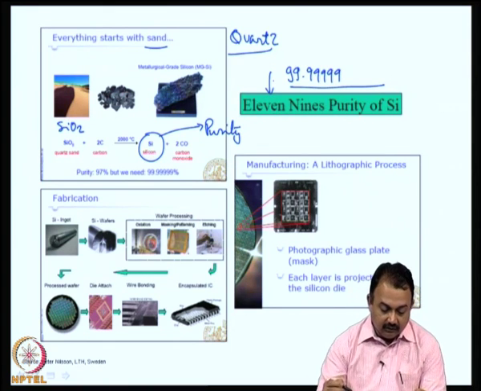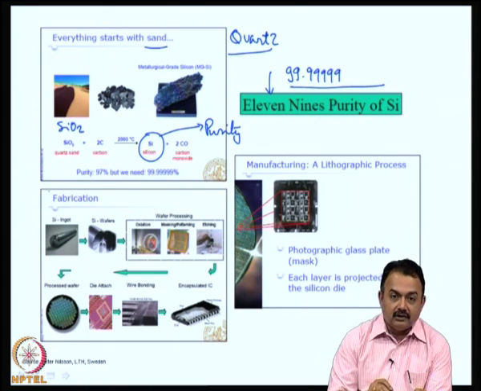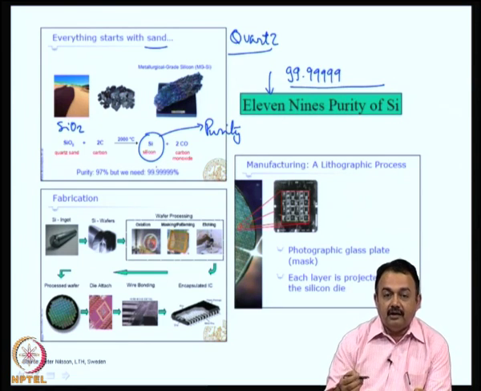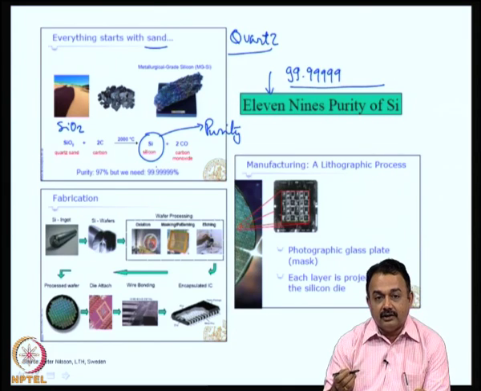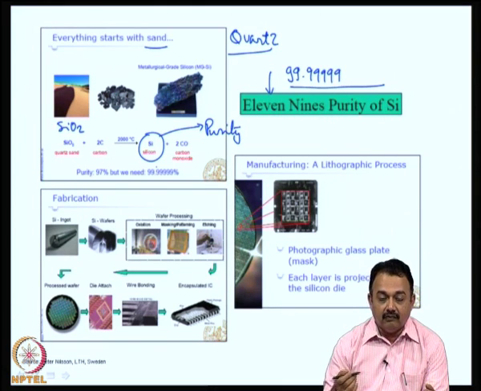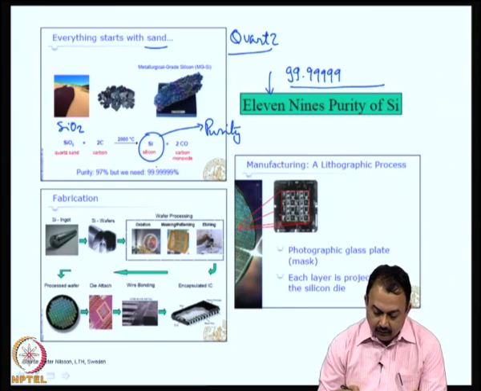So, quartz sand is the starting material, it is converted to silicon, and that silicon is purified by a repeated recrystallization process to get very high purity silicon. Nothing below that is accepted as a starting material for the process.